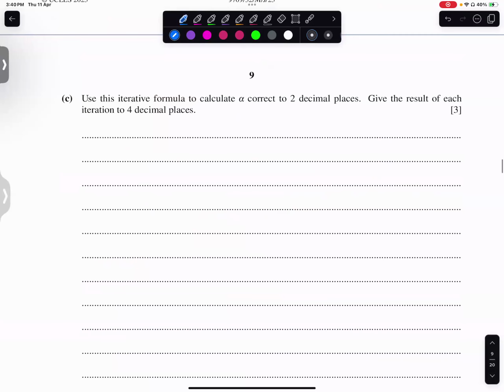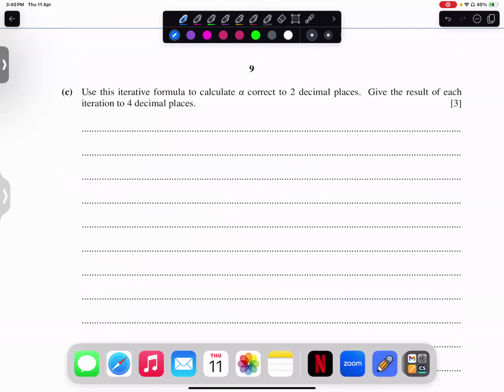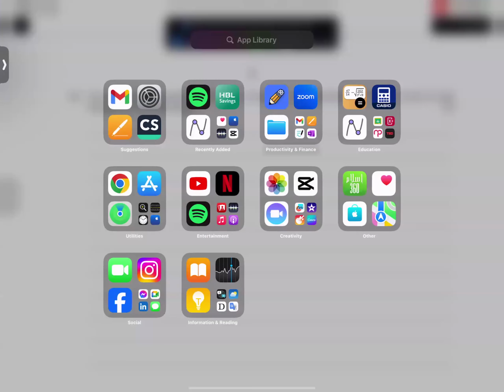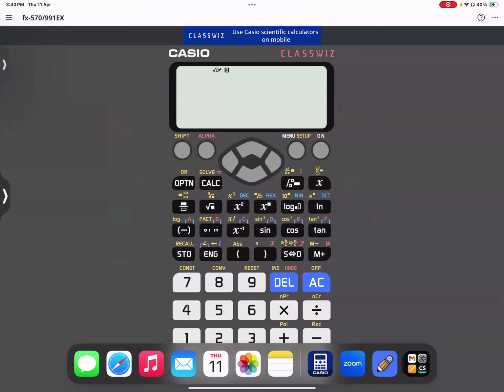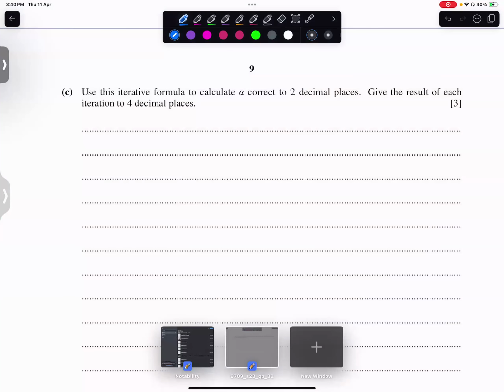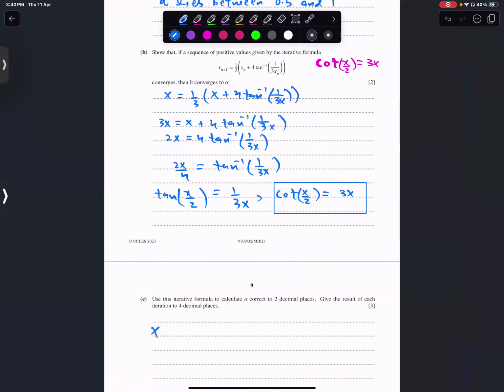Now, use this iterative formula to calculate alpha correct to 2 decimal places. Give the result of each iteration to 4 decimal places. So, to answer this, let's write the iteration here. x n plus 1 is equal to 1 by 3 x n plus 4 tangent inverse of 1 over 3 x n.